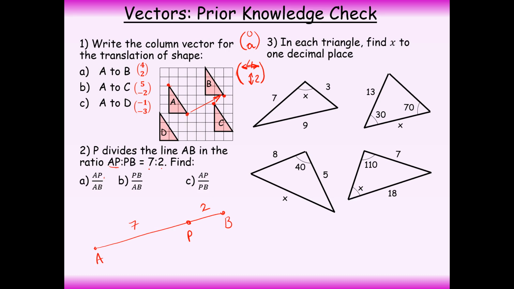Now it's asking what this fraction is. A to P is 7 over 9, because A to B counts as 9, doesn't it? So 7 over 9 because A to B is 9 units. And then 2 over 9, and what do you think? It's going to be 7 over 2, right?